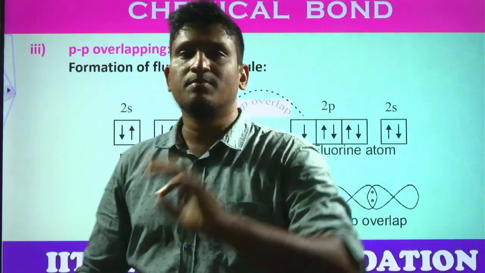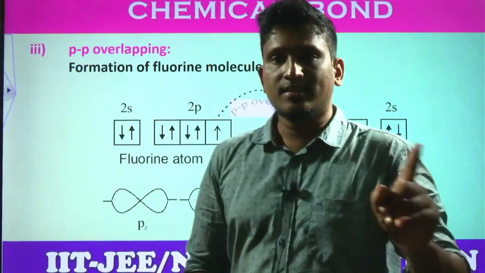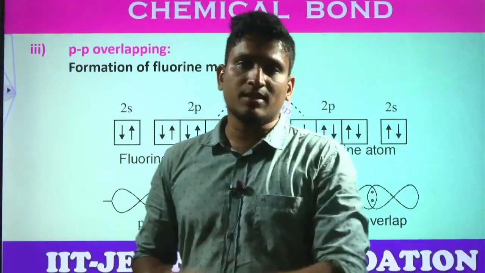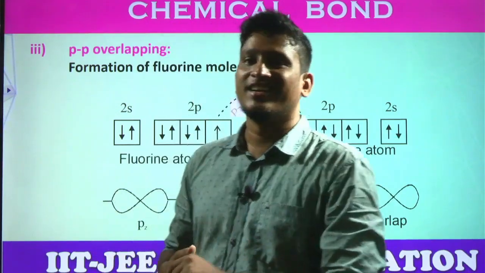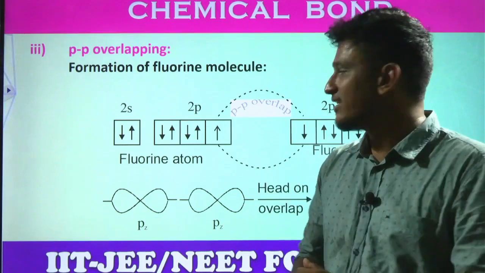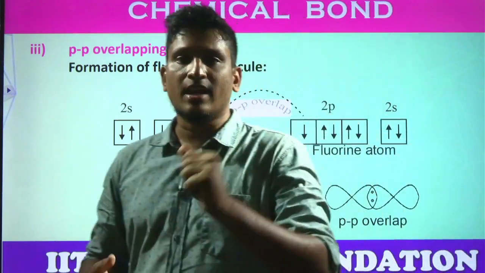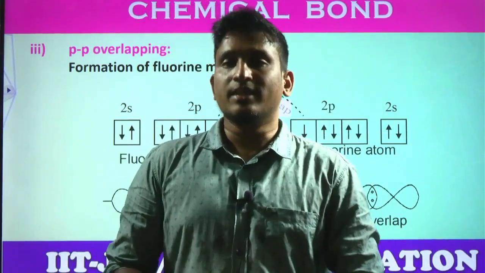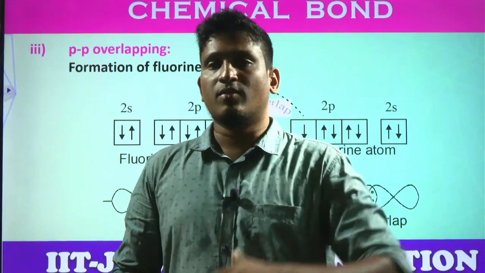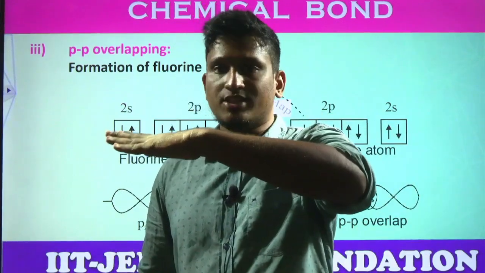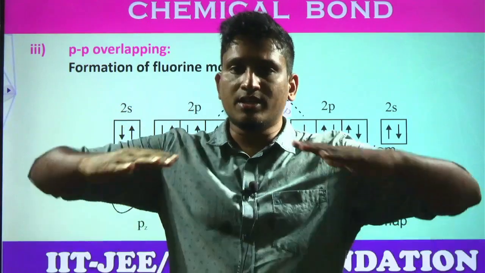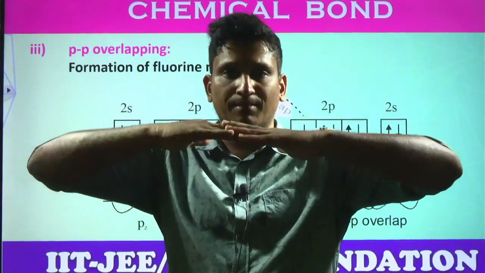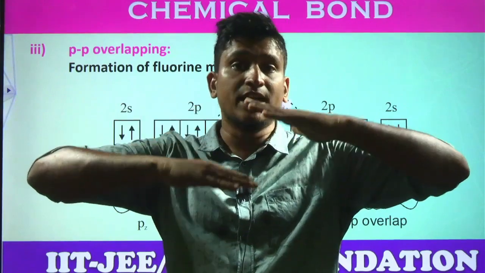Third possibility, P and P. So S and S is sigma, S and P also sigma. Then what is P and P? It is also sigma only. Here, students, for P and P, there are two possibilities. As I already said, how are the P orbitals present? One is along the internuclear axis, the horizontal orbitals, and the others are vertical orbitals. Yes or no? When horizontal orbitals meet with each other, this is end-to-end overlapping.